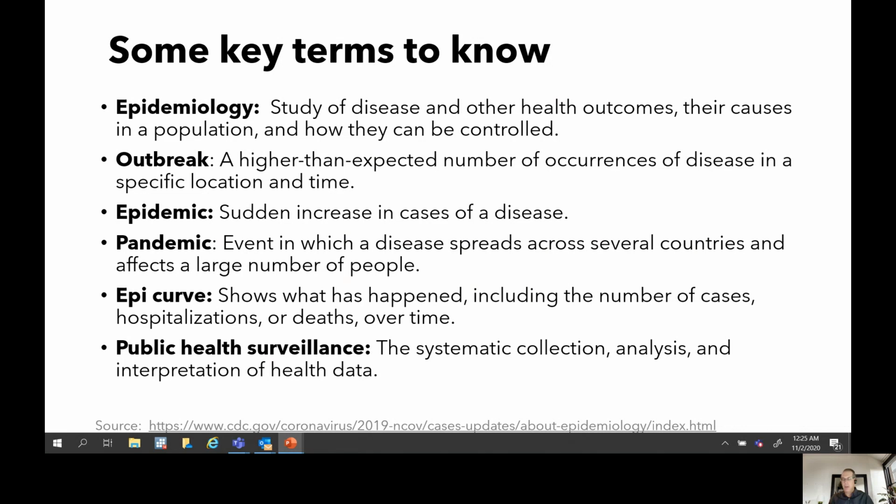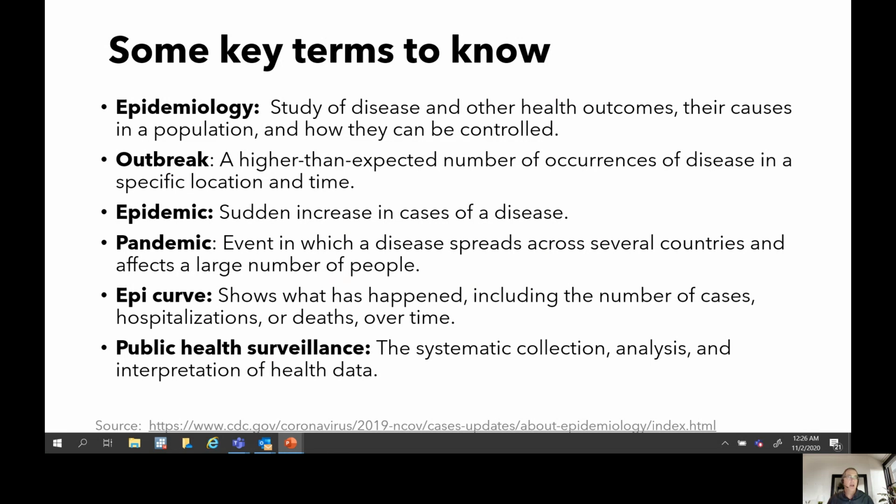So speaking of those terms, it's a good thing to differentiate what they mean. Let's go through some of those key terms. Epidemiology is really the study of diseases and other health outcomes, their causes in a population, and how they can be controlled. A way to think about this is that doctors look at patients, and that's who they're interested in. Epidemiologists look at communities or populations as their target, as who they're interested in. And that's how we conceptualize a lot of what we do.